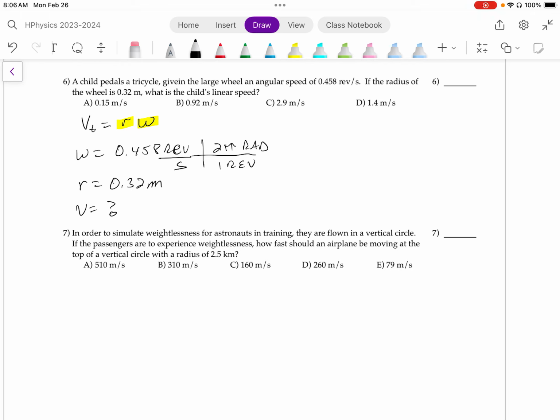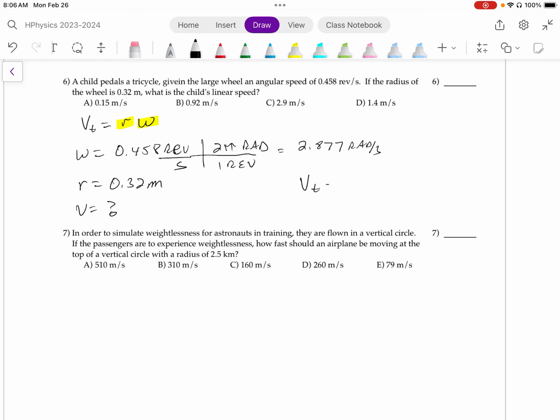Let's see, this is number 6. I actually like to do my conversions first. Times 2 times second function pi. That gives me 2.877 rads per second. I'm not going to round till the very end.